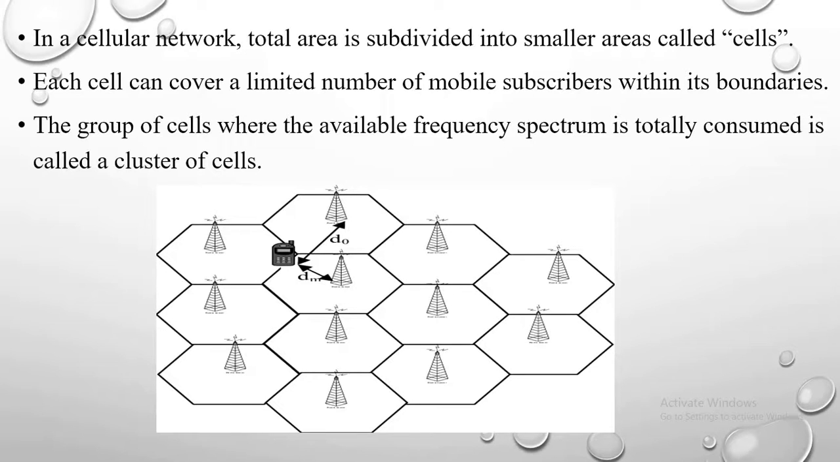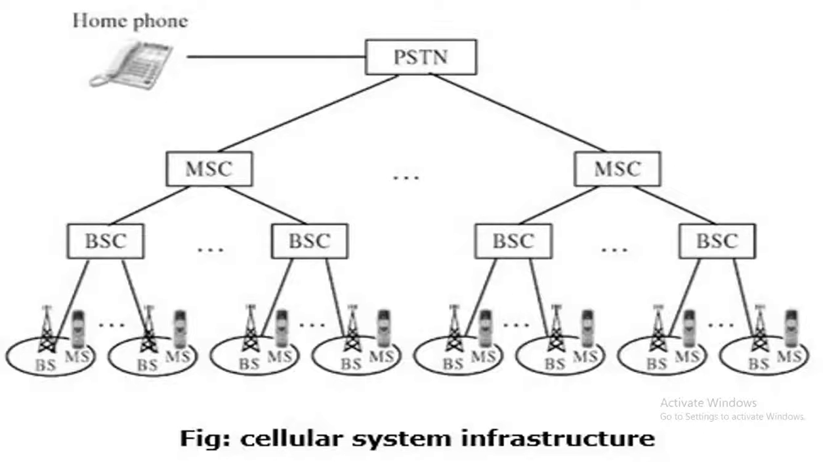Okay, these are the terminology you are going to have: one is your cell and cluster. Cell means first you have to divide your geographical area into smaller areas called cells, and each cell is going to have a limited number of mobile subscribers, and a group of cells we are going to call a cluster. These cells are going to have equal area, hexagonal shape, and the same frequency spectrum.